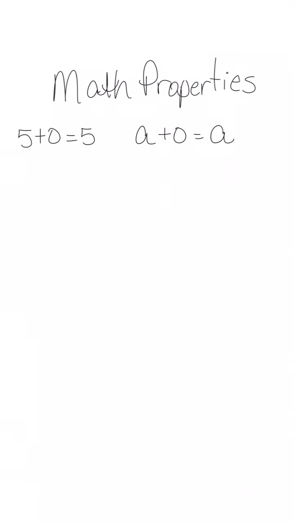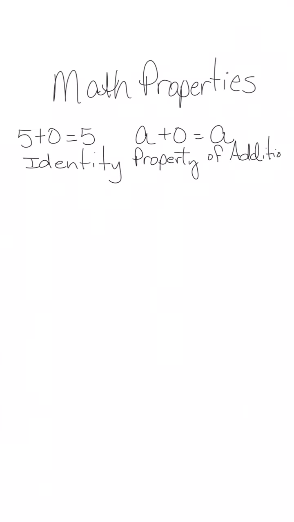And this property is called your identity property of addition. In words, it says any number added to 0 is that number.